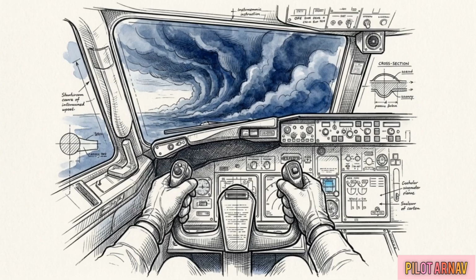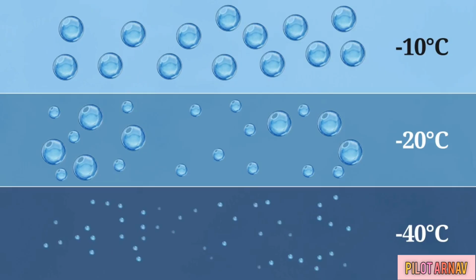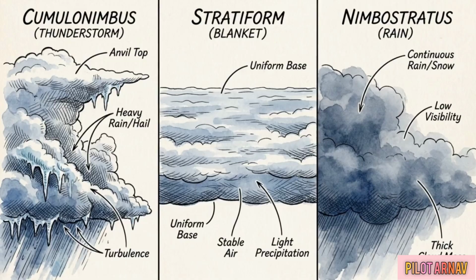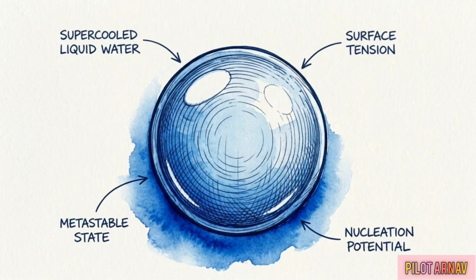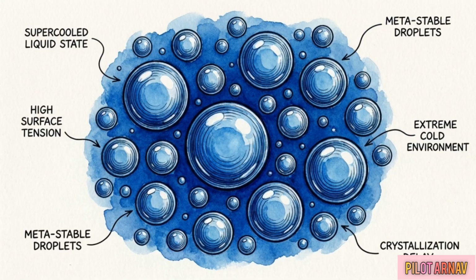Predicting and surviving icing requires mastering the exact relationships between these ambient temperature bands, the size of the water droplets, and the specific cloud morphology outside the cockpit window. Liquid water in the atmosphere doesn't always freeze the moment it hits 0 degrees. Instead, it becomes supercooled. These droplets remain suspended in a liquid state despite sub-zero ambient temperatures.